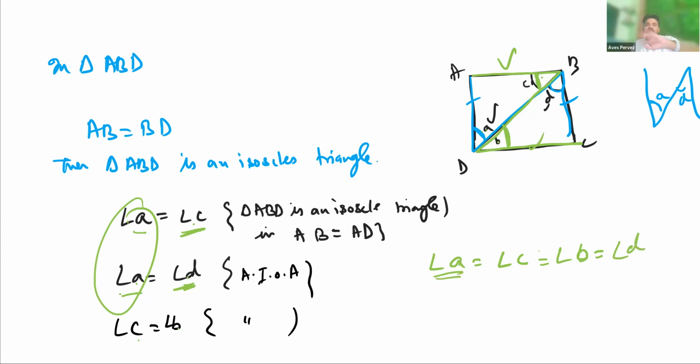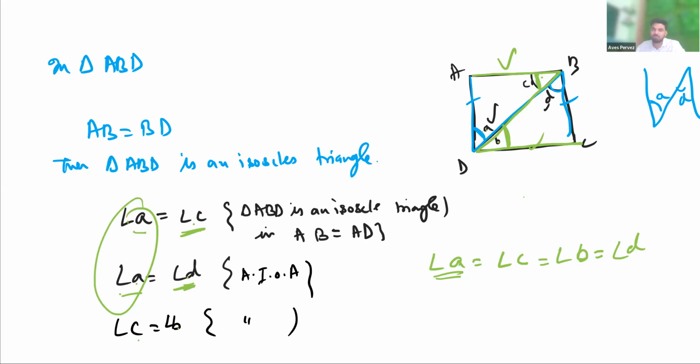So if all the angles are equal, then we'll say that BD bisects angle D as well as angle B. Okay, got it? Got it, sir.